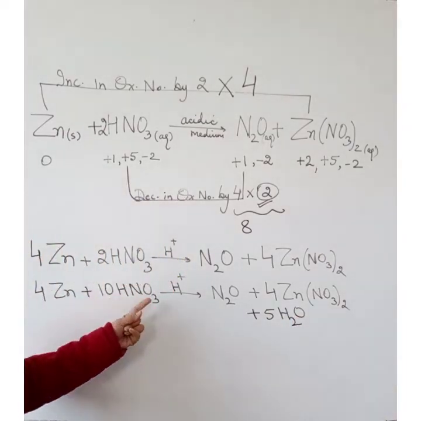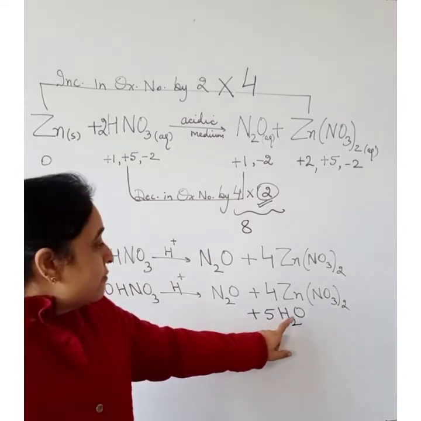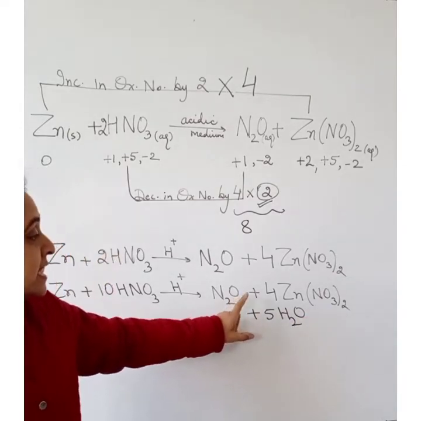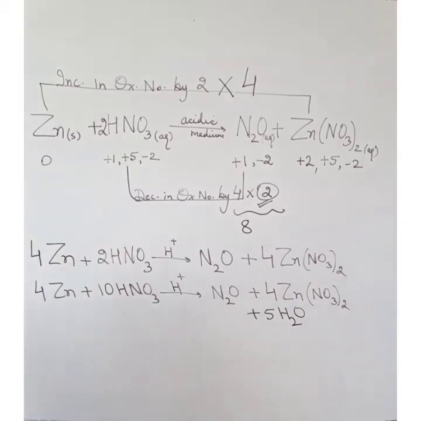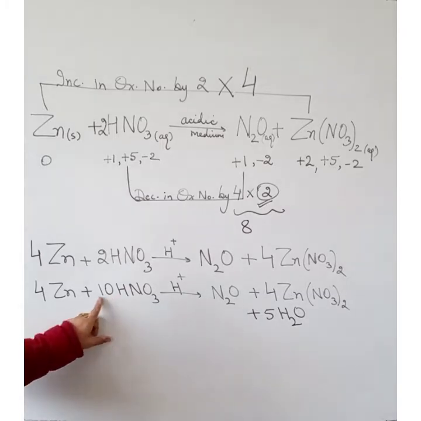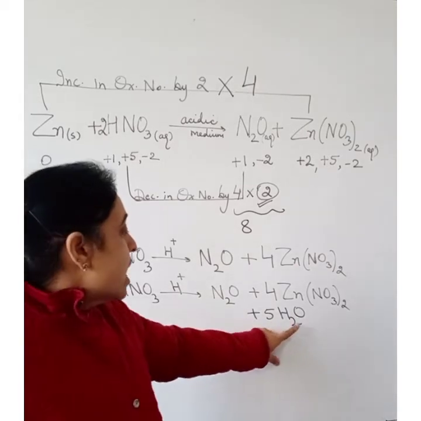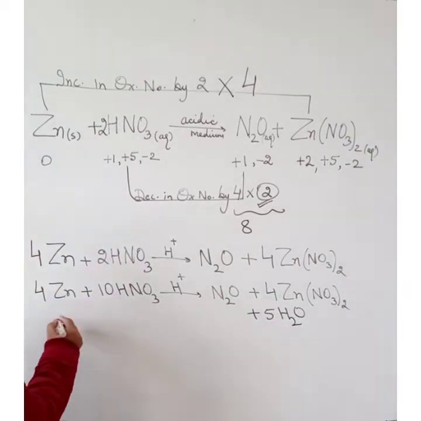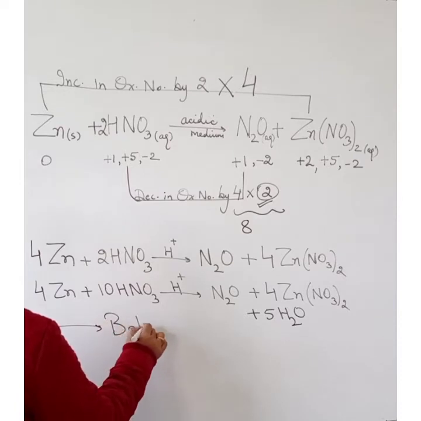Let us recheck. 10 3s are 30 and here 5 and 1, 6. 6 plus 24, 30. So 30 oxygens on both the sides. Now balance hydrogen. Hydrogen is affected by the medium and the medium here is acidic. And for acidic medium we have to balance hydrogen by putting H plus ions. Let us see, 10 hydrogen on this side and 10 hydrogen on this side. That means the reaction is balanced.